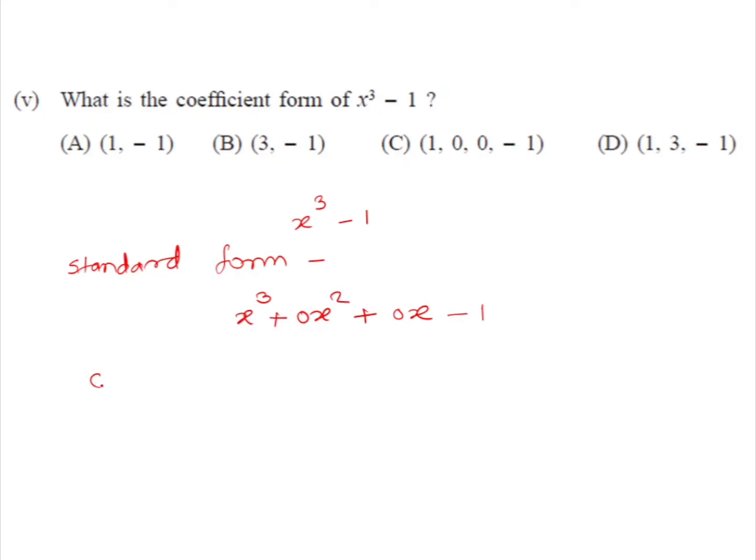Now we can write this polynomial in the coefficient form. To write this polynomial in the coefficient form, we have to just collect all the coefficients of these terms that are involved in this polynomial. The first term is x cube, so the coefficient of x cube is not given, so it must be 1. So the first term would be 1. Then the coefficient of x square is 0, coefficient of x is again 0, and the constant term is minus 1. So this is the coefficient form of the given polynomial, which is given at alternative C. That's why C is the correct alternative.